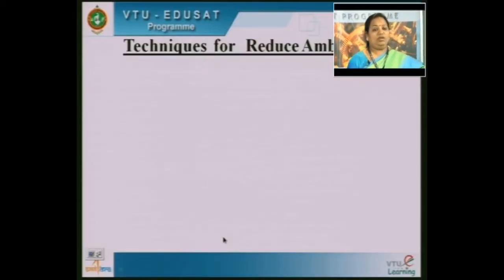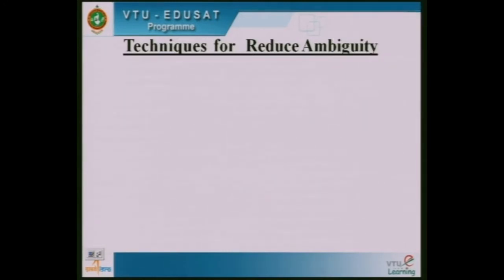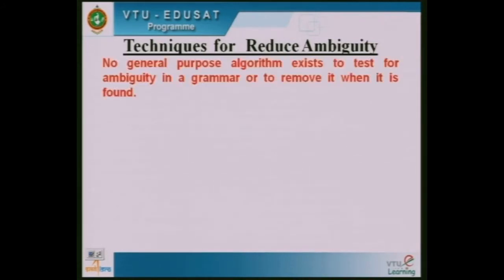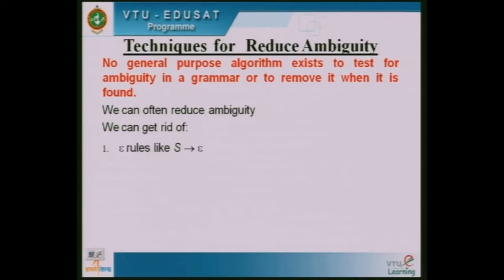Is it possible for us to reduce or eliminate ambiguity? Yes, there are some techniques for reducing ambiguity. No general purpose algorithms exist to test for ambiguity in a grammar or to remove it when it is found, but still we can reduce the ambiguity by getting rid of the first, epsilon productions.